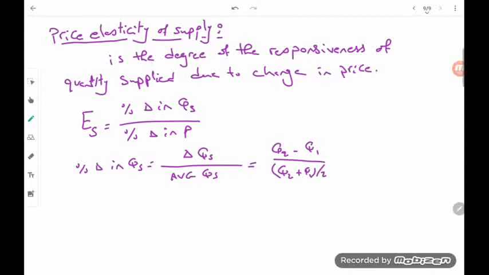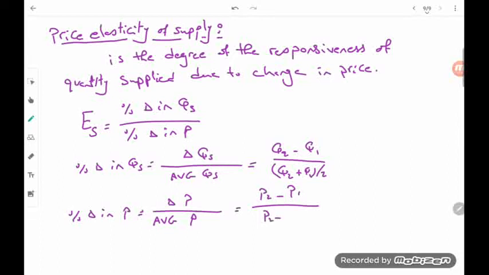And with respect to price elasticity, the percentage change in price is calculated as change in price over average price. So it is P2 minus P1 over (P2 plus P1) over 2. So now we have to divide this one by this one.